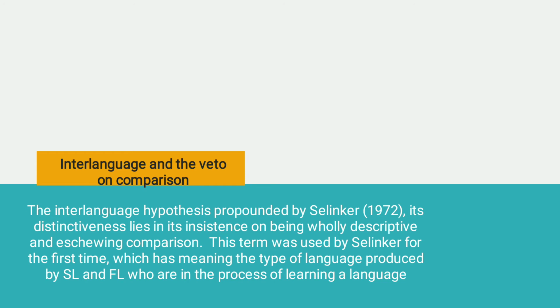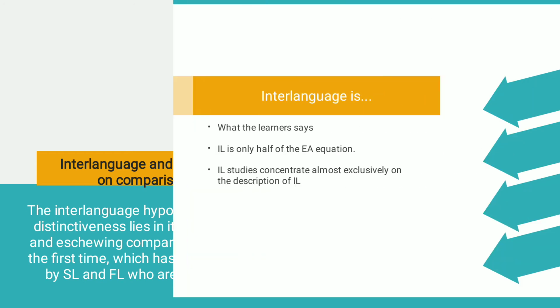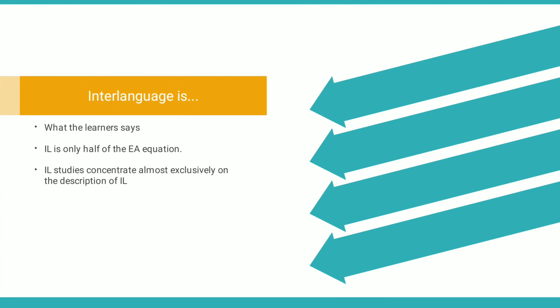Interlanguage and the veto on comparison. The interlanguage hypothesis was propounded by Selinker, 1972. Its distinctiveness lies in its insistence on being wholly descriptive and eschewing comparison. This term was used by Selinker for the first time, and means the type of language produced by second language and foreign language learners who are in the process of learning a language. Interlanguage is what the learner says. Interlanguage is only half of the error analysis equation. Interlanguage studies concentrate almost exclusively on the description of interlanguage.